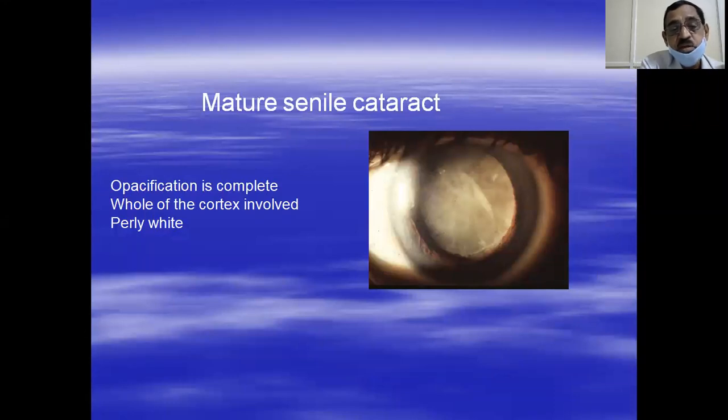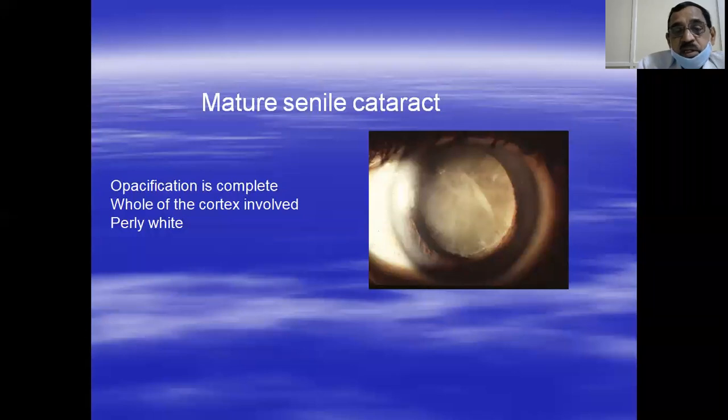Opacification is complete. The whole of the cortex is involved, and the color is fairly white. To differentiate immature senile cortical cataract from mature senile cortical cataract and hypermature cataract, we look at the color of the lens. In immature senile cortical cataract, it's grayish white. In mature senile cortical cataract, it's fairly white. In hypermature cataract, it is milky white.